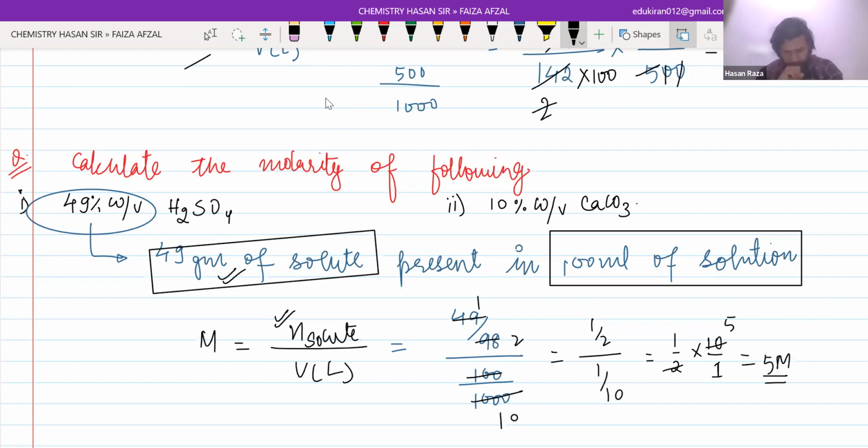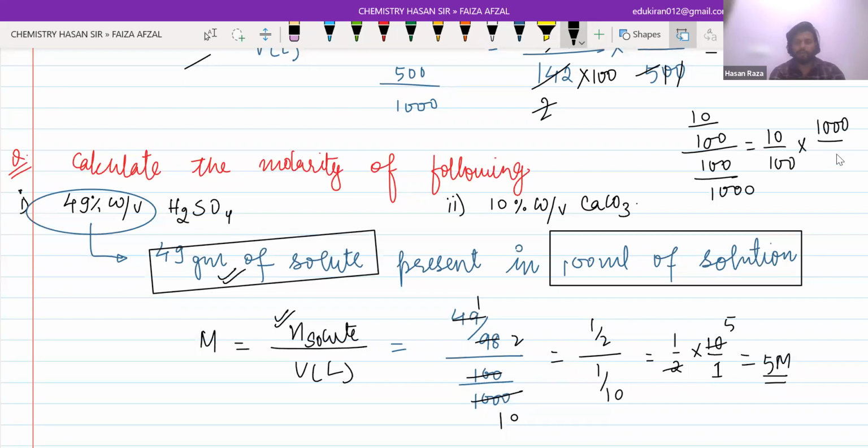Sir, 1 M for CaCO3. 1 M. So I'm just going to check it. Given mass 10 gram upon molar mass 100, then 100 divided by 1000. So 10, 10 will be cancelled. Yeah, that's great. So that means you can easily calculate, right?